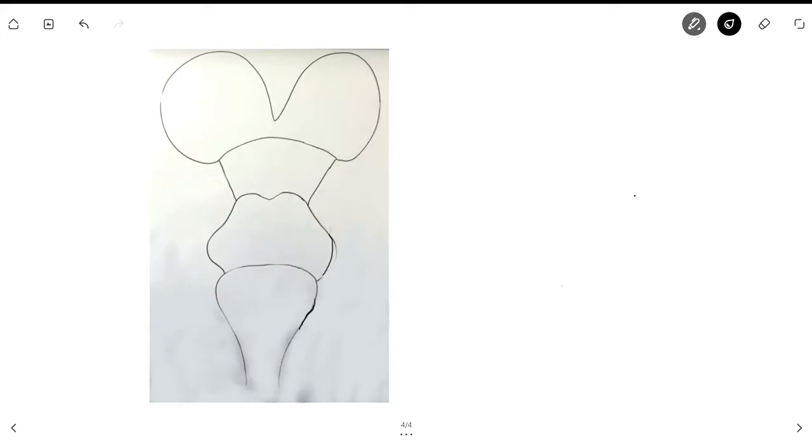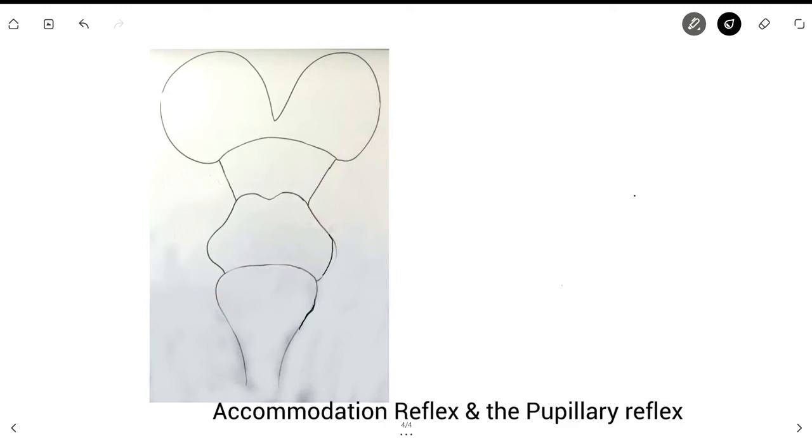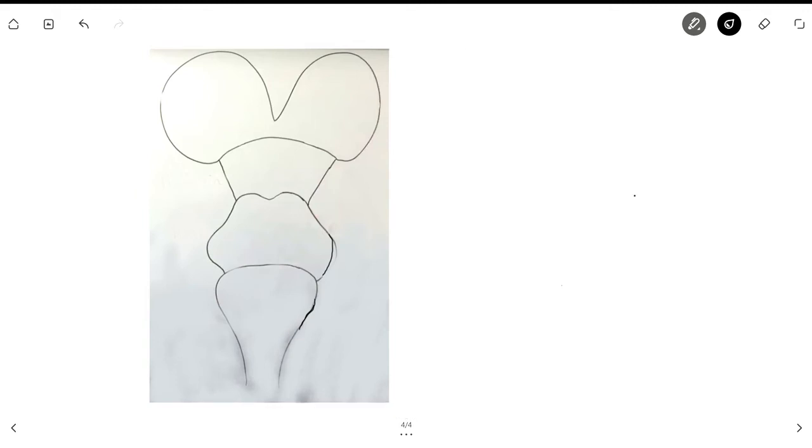Now, I want to talk about the midbrain in detail. The midbrain takes care of two main reflexes, the accommodation reflex and the pupillary reflex. The accommodation reflex has to do with your eye movement. As we know, we have the optic nerve in the diencephalon, and in the midbrain we have two motor nerves, which are the oculomotor and the trochlear nerve.